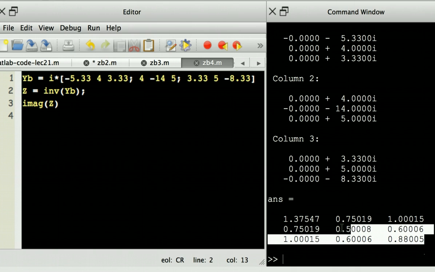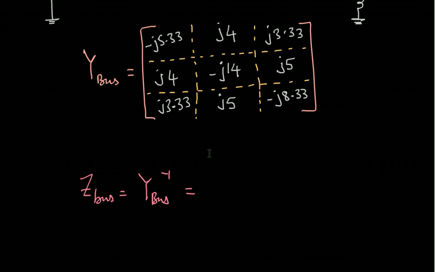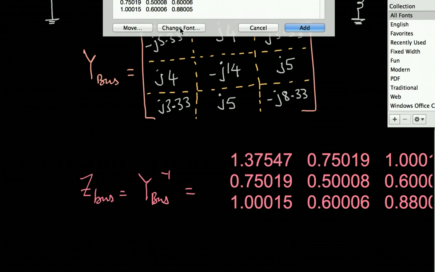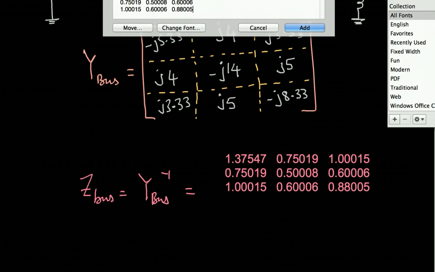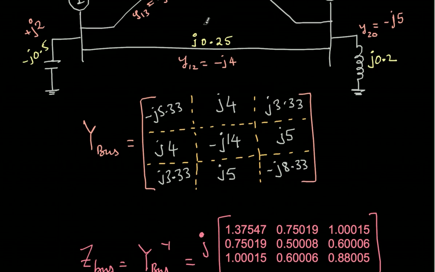Here is the final answer that I'm getting. So let me transfer the answer to the slide. I have to change the font, slightly reduce the size. Okay, that looks okay. So this is my Z bus. So this will be j into the matrix. So this concludes the first part of the question, that is forming the Y bus and inverting the Y bus and finding the Z bus.